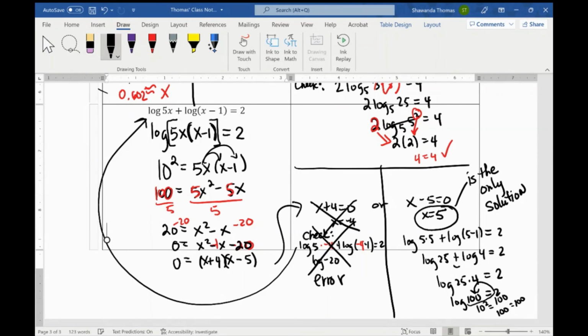This concludes our lesson on 3.4, which is solving exponential and logarithmic equations.